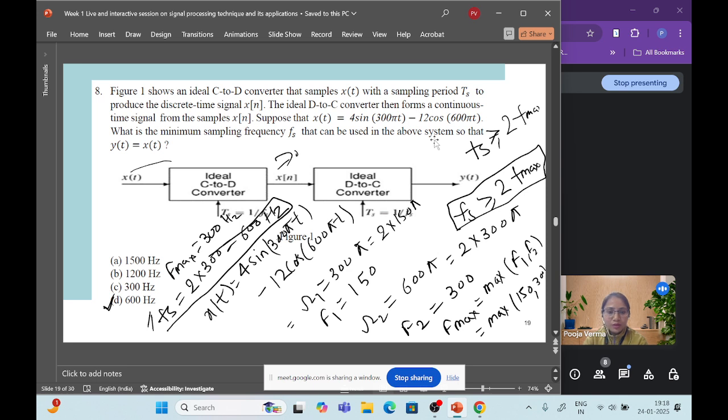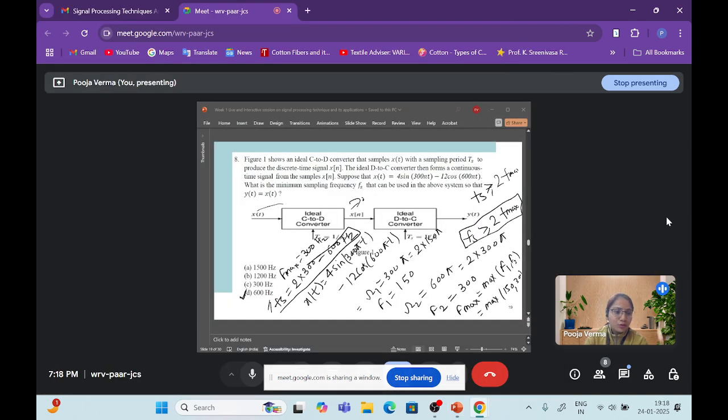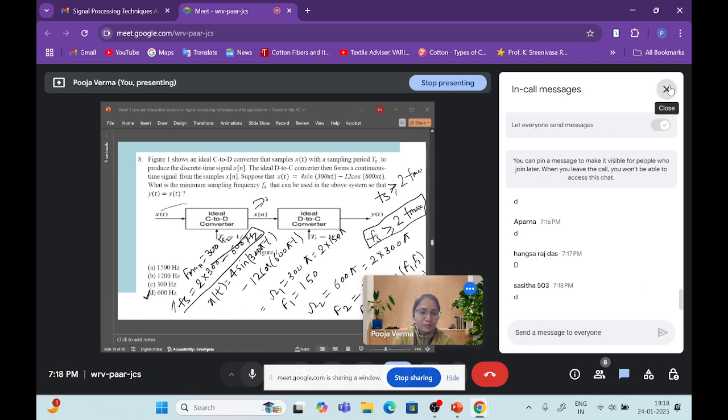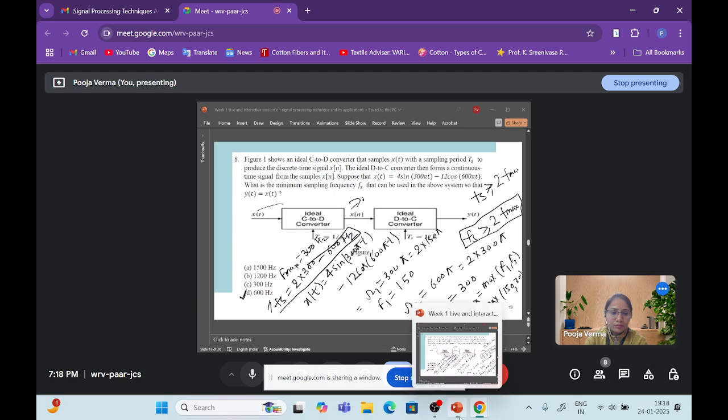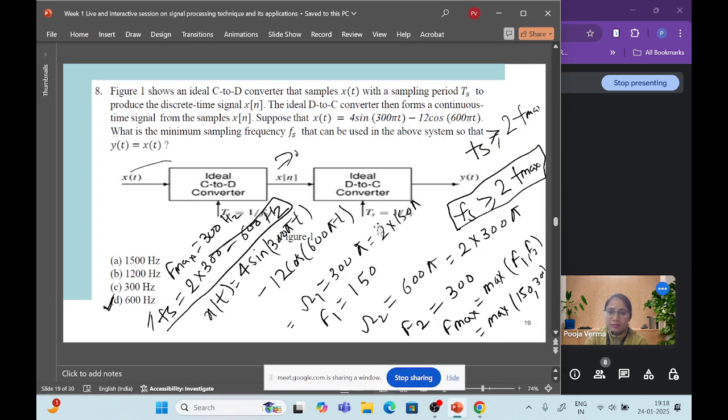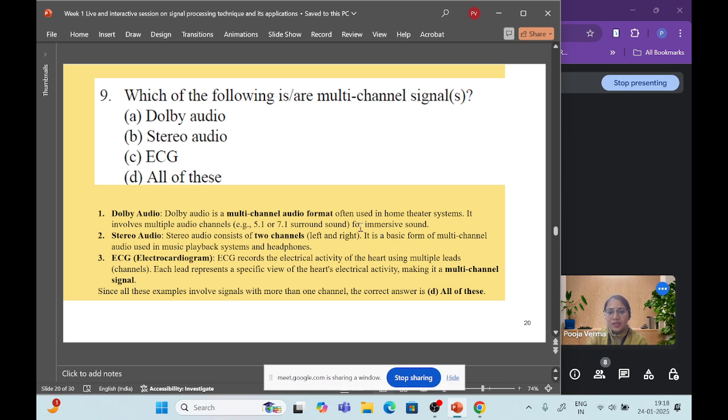I hope all of you have understood; please answer in the chat box as well. So moving to the next question. The next question is: which of the following is a multi-channel signal?